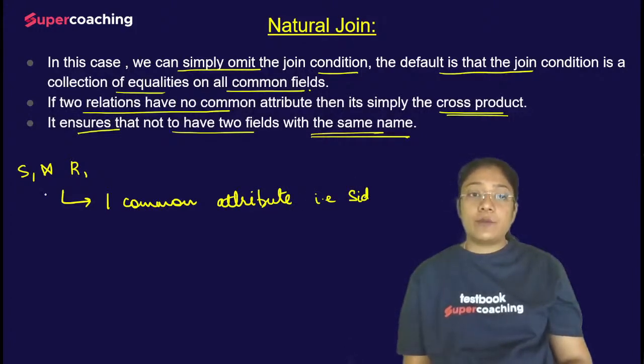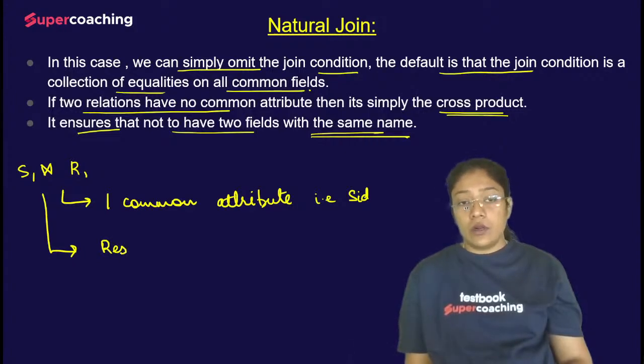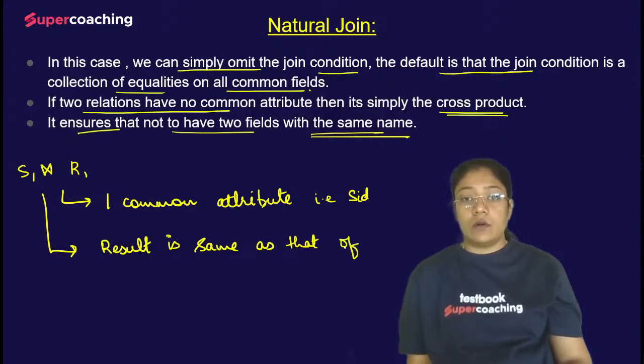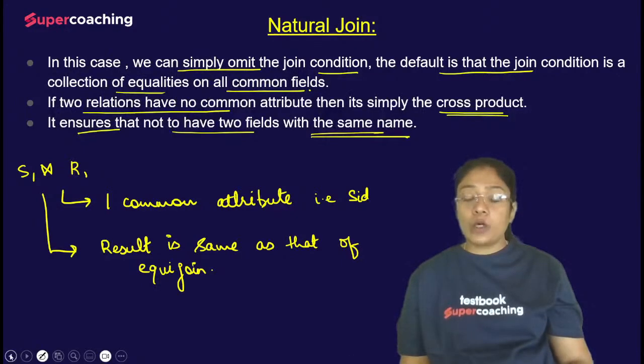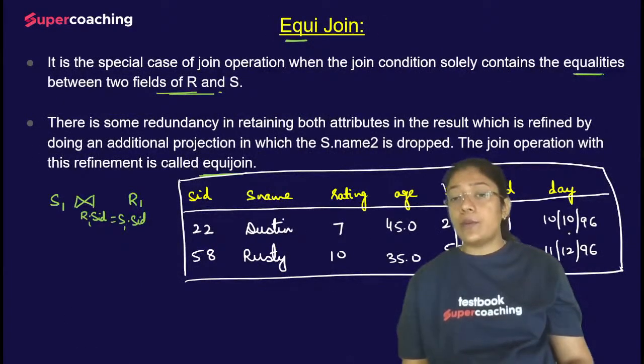So here, if I apply the natural join on S1 and R1, for this instance the result is the same as that of the equijoin. I'm again repeating this point. So what will the result be? I'm not constructing the table again. The result will be this one. Is this clear?